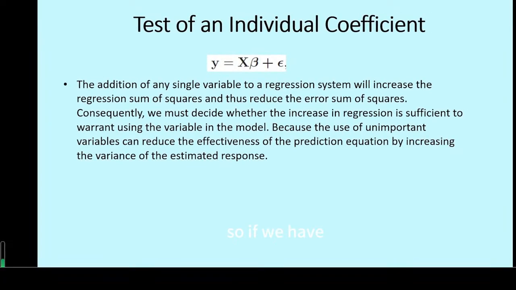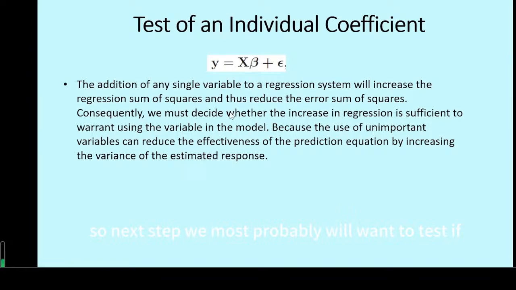In this video, we will talk about tests on an individual coefficient in a multiple linear regression model. If we have a multiple linear regression model, y equals X beta plus epsilon, where epsilon is a random term with mean 0 and standard deviation sigma, X is the matrix of independent variables, and beta is a column vector of coefficients. Suppose we have estimated this model and obtained the coefficient vector beta.